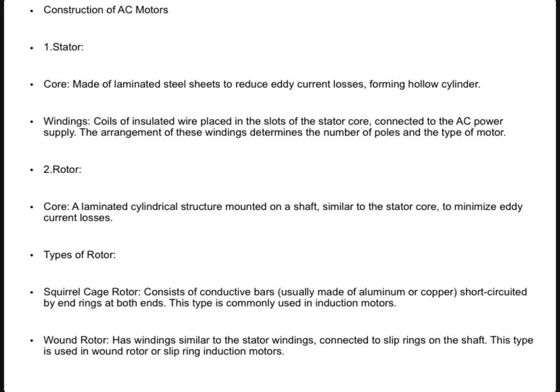2. Rotor. Core, a laminated cylindrical structure mounted on a shaft, similar to the stator core, to minimize eddy current losses. Types of rotor. Squirrel cage rotor consists of conductive bars, usually made of aluminum or copper, short-circuited by end rings at both ends. This type is commonly used in induction motors. Wound rotor has windings similar to the stator windings, connected to slip rings on the shaft. This type is used in wound rotor or slip ring induction motors.